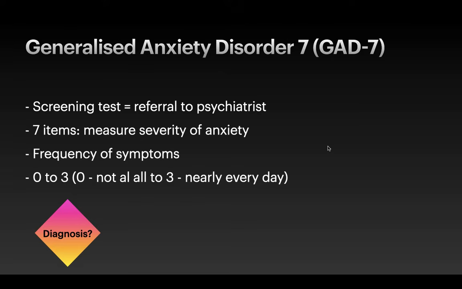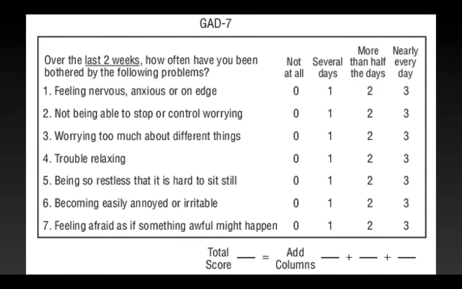I can't remember if I got a copy of this. Okay, I did. So on this one, the first one, feeling nervous, anxious, or on edge. 0, not at all. 1, several days. 2, more than half the days. 3, nearly every day. Number 2, not being able to stop or control worrying, worrying too much about different things, trouble relaxing, and so on and so forth.